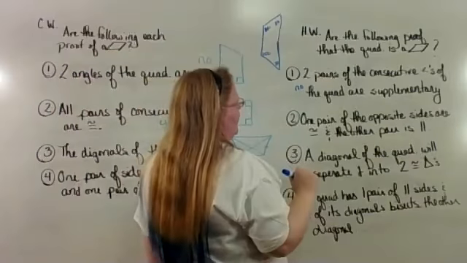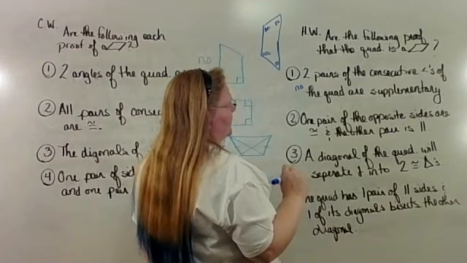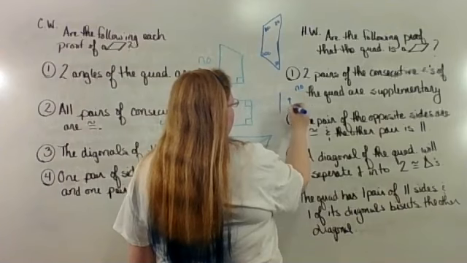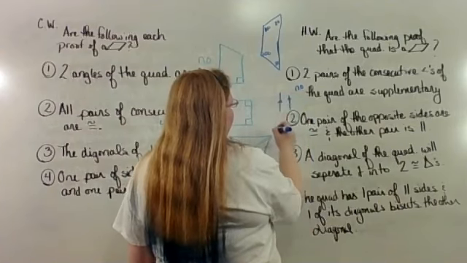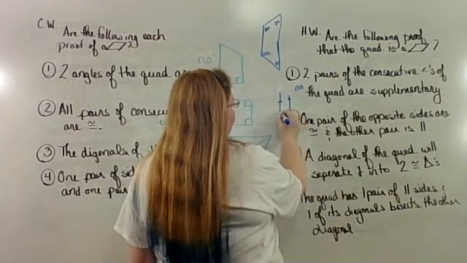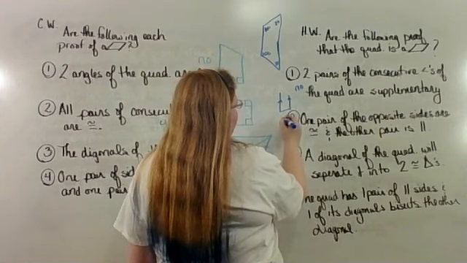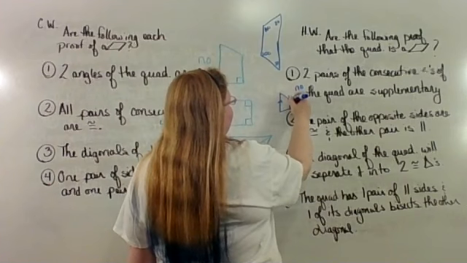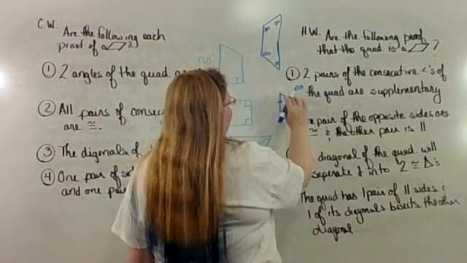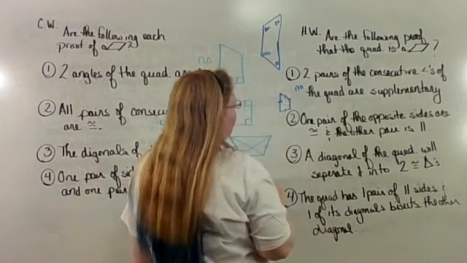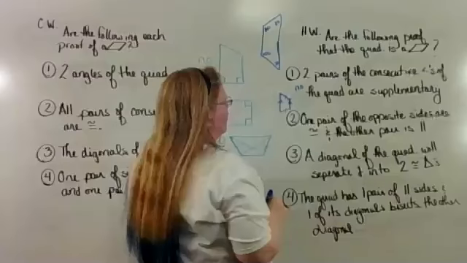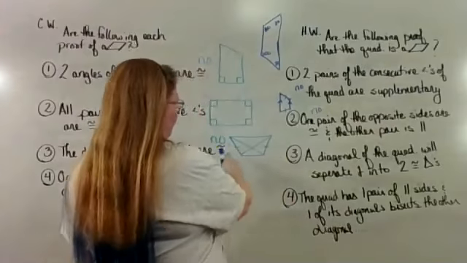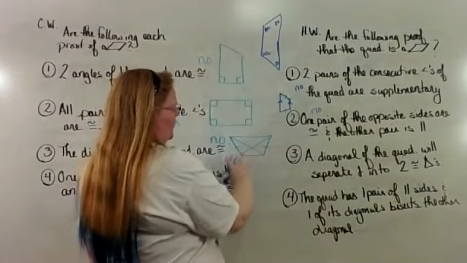1 pair of the opposite sides are congruent, and the other pair is parallel. Parallel. And then these are congruent. So maybe that one goes in, and this one can go out, or we'll let it go in too. That's a no. Back to this kind of thing. They're congruent and they're parallel, but it doesn't work.